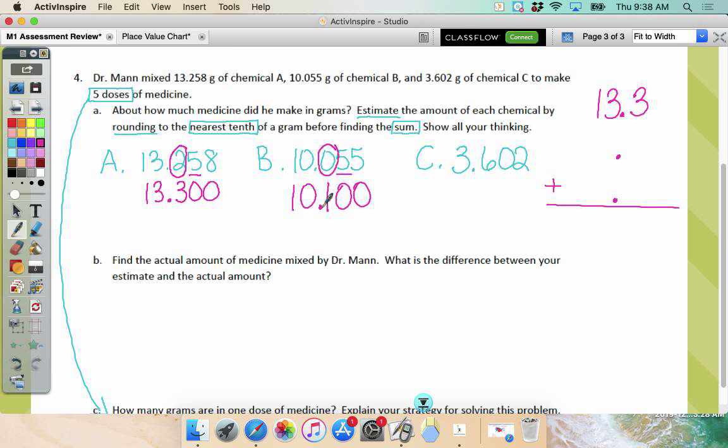All the other digits stay the same. What do I write for my answer on this one? 10.1. So do I need all those zeros at the end? No.